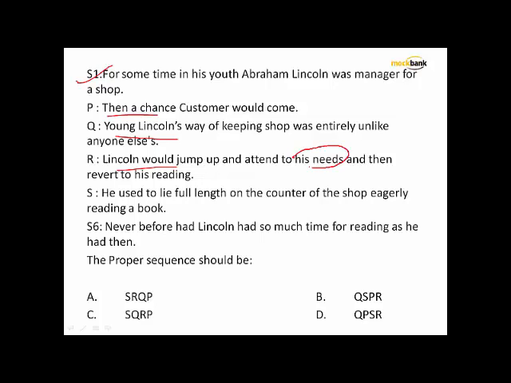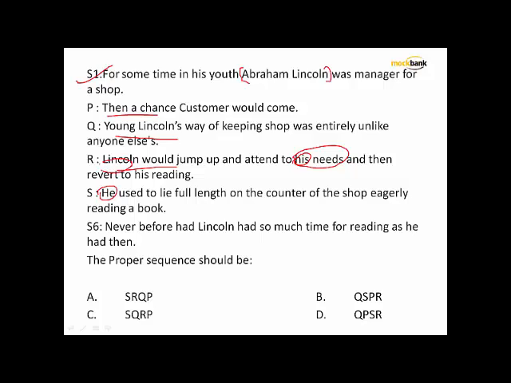Let's go and see this word. It says his needs. And who would attend to his needs? Lincoln. Lincoln as a noun we've already introduced in the first statement. That means this particular pronoun his would have been used for someone. Let's go and read statement number S. He used to lie full length on the counter of the shop eagerly reading a book. So who would have the time to lie full length on the counter of the shop? I am sure that this particular he is being used for Lincoln.